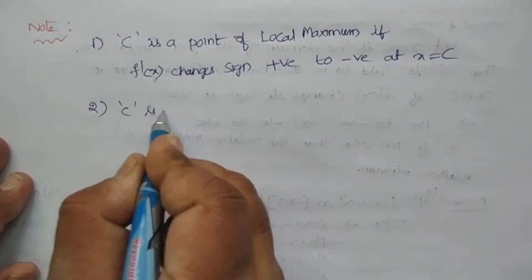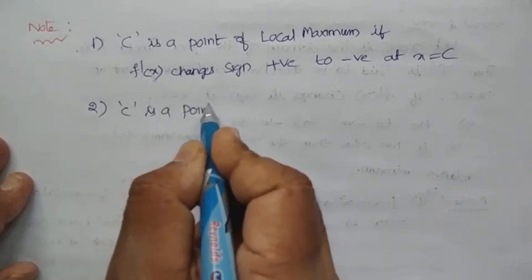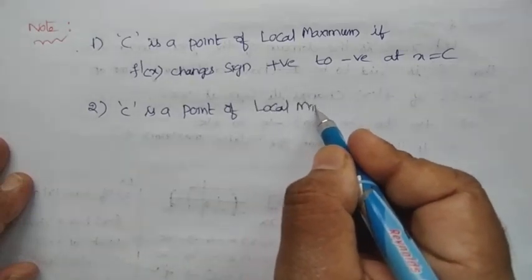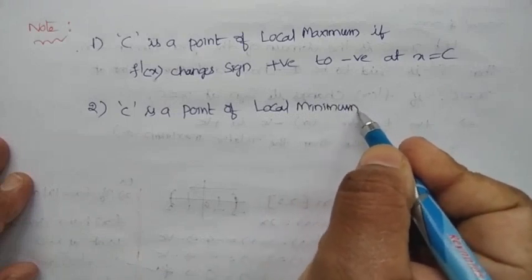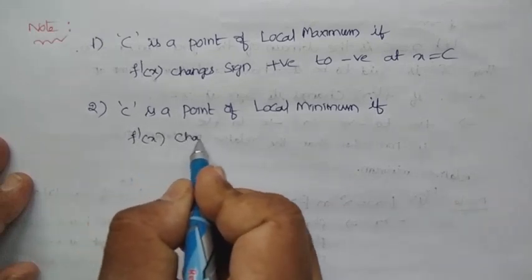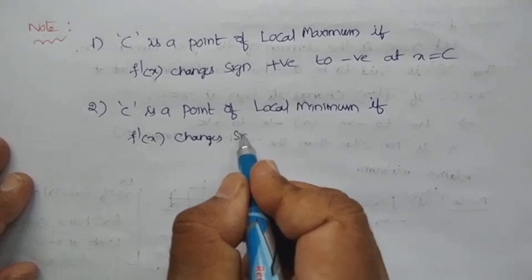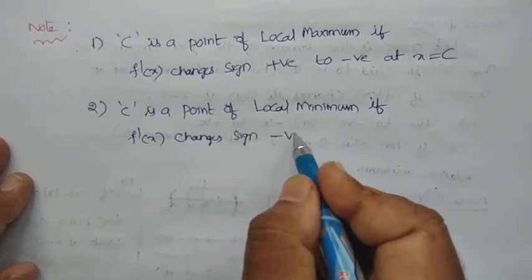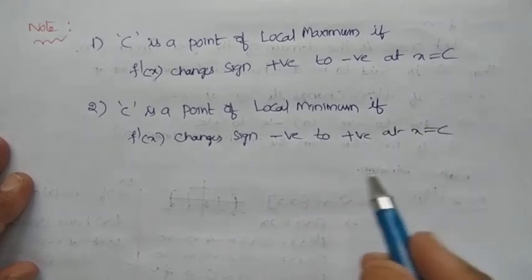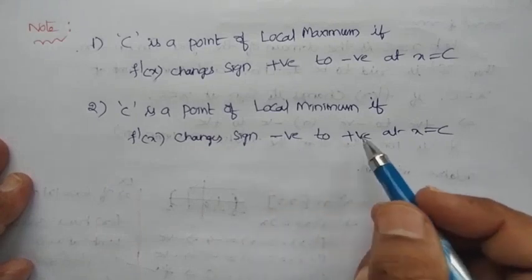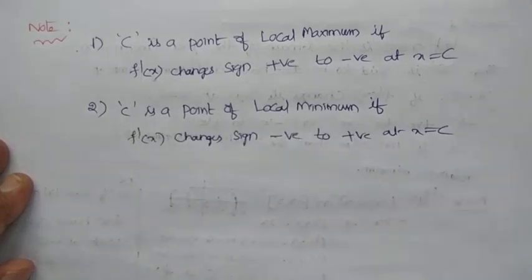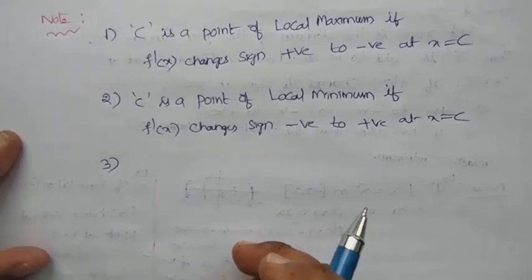Similarly, number 2. C is a point of local minimum if f dash of x changes sign from negative to positive at x is equal to c. If the sign changes from negative to positive at the point C, the C must be what? A local minimum. Now the third one, it's very very important.